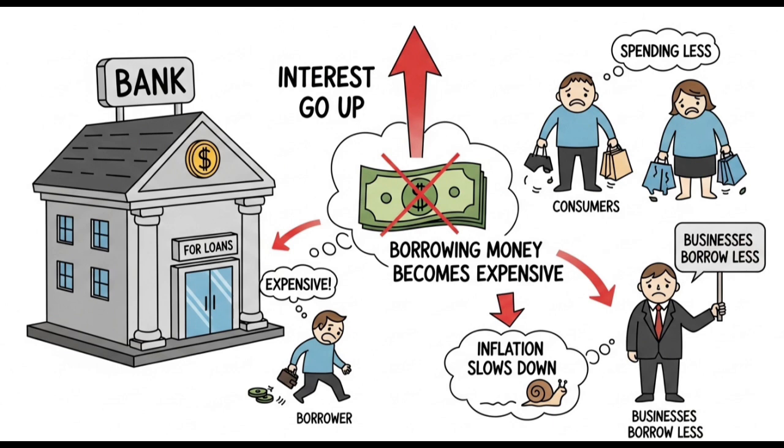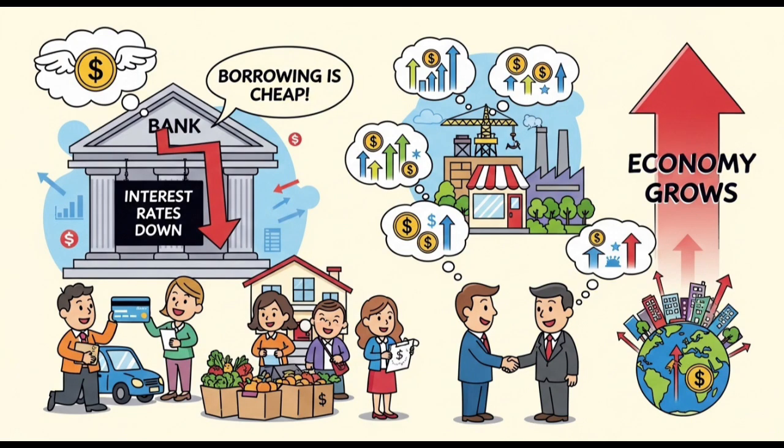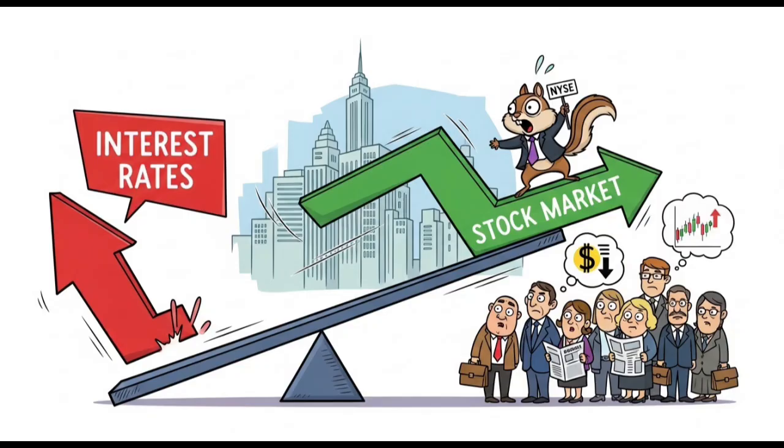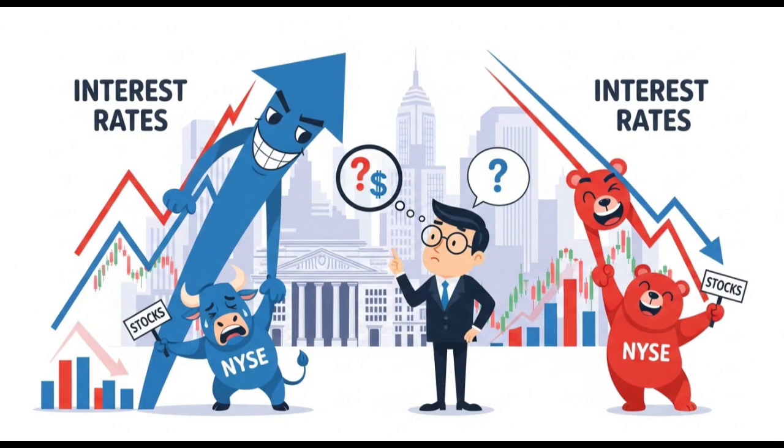When interest rates go up, borrowing money becomes expensive. People spend less, businesses borrow less, and inflation slows down. When interest rates go down, borrowing money becomes cheap. People spend more, businesses borrow more, economy grows. There is generally an inverse relationship between interest rates and the stock market. When interest rates go up, the stock market often goes down. When interest rates go down, the stock market often goes up.